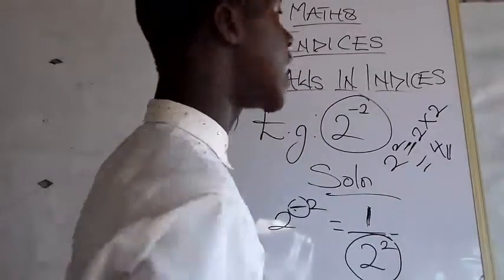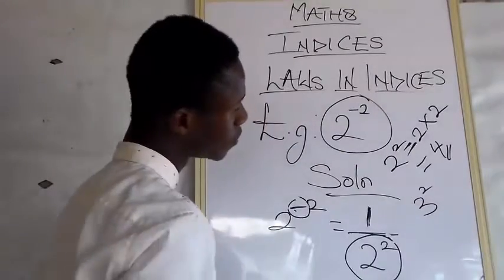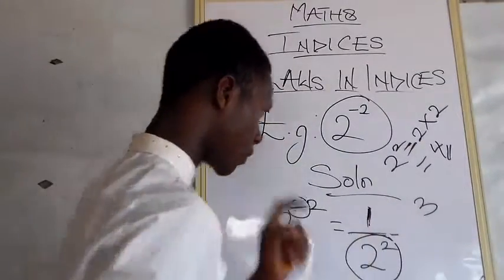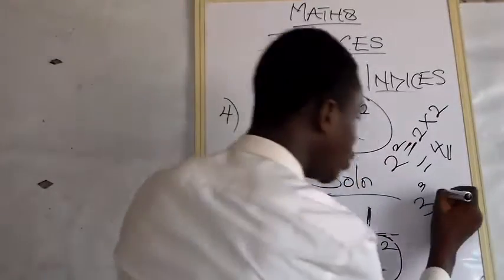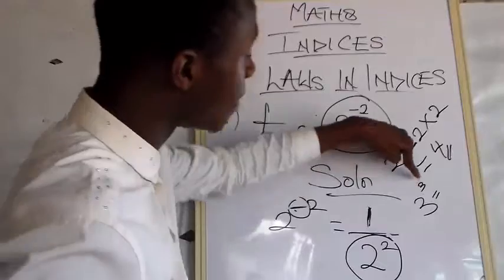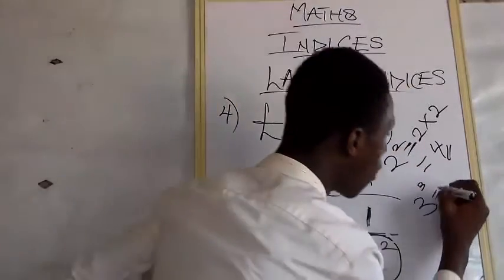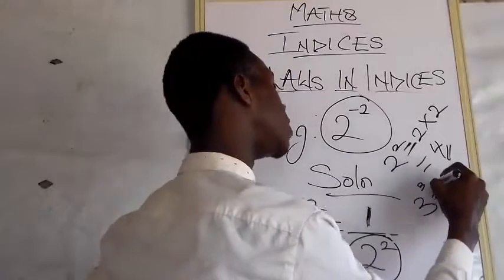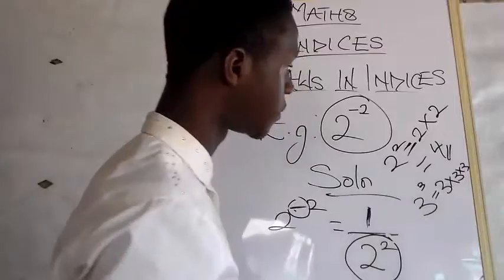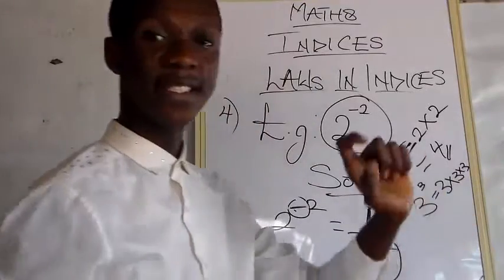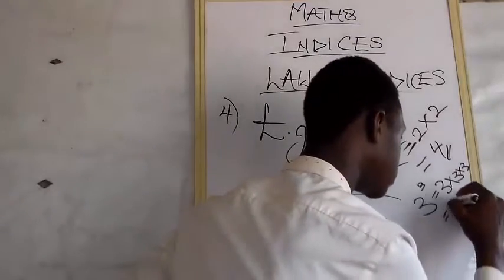And if you have a question like this again, 3 raised to power 3, you multiply it to the number of times it is being raised to. That will be 3 raised to power 3 is 3 multiplied by 3 multiplied by 3. Now 3 multiplied by 3 is 9. 9 multiplied by 3 is 27.